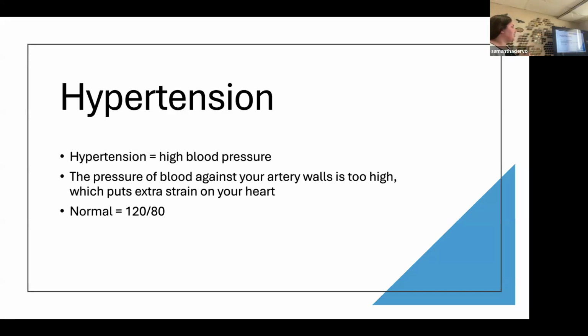Hypertension is when the pressure of the blood against the vessels that carry the blood to the rest of your body, the artery walls, is too high. And that puts an extra strain on your heart. Because if the blood pressure is too high in the rest of your body, the heart needs to pump stronger and stronger. And eventually it can weaken because it's working so hard to pump that blood to the rest of your body.